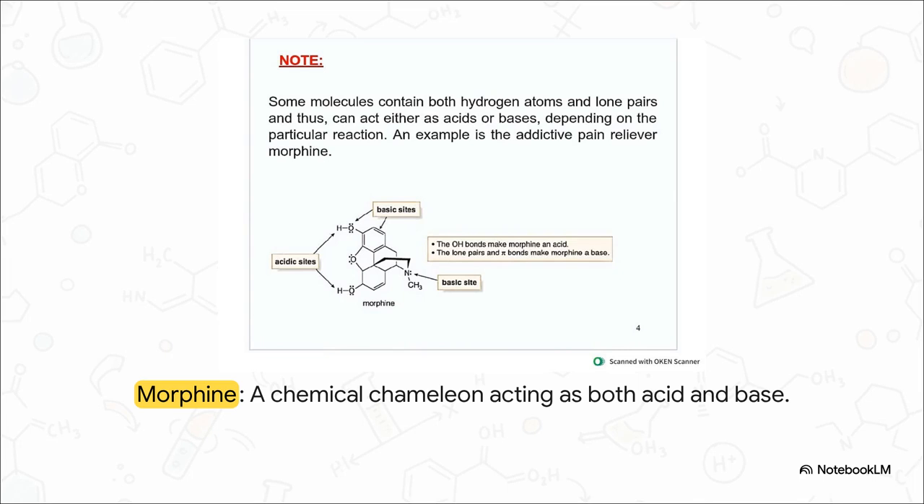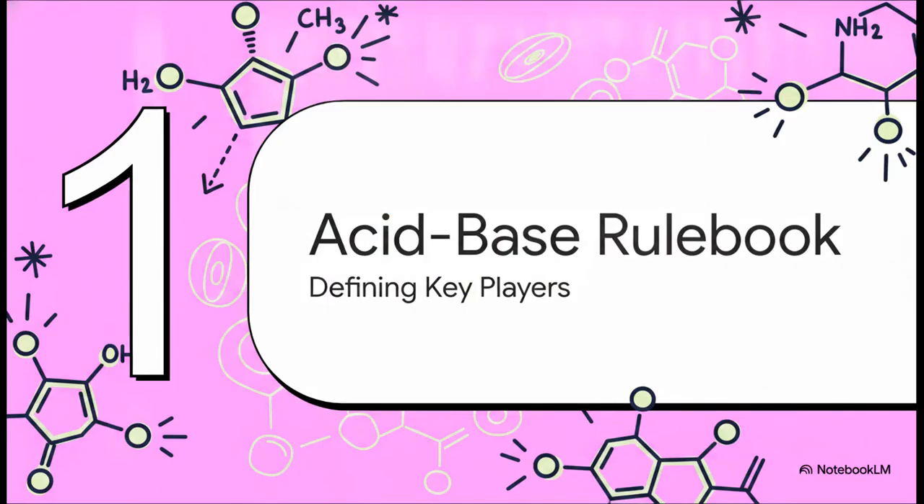Take a look at morphine. We all know it as a powerful painkiller, but chemically, it's a total chameleon. Depending on the environment, it can actually play both sides. It has specific oxygen-hydrogen bonds that make it act like an acid, ready to give up protons. But it also has nitrogen atoms with lone pairs of electrons that make it act like a base, ready to accept them. It's fascinating. But to really understand a molecule like this, we need to know the rules of the game. Section 1, the acid-base rulebook.